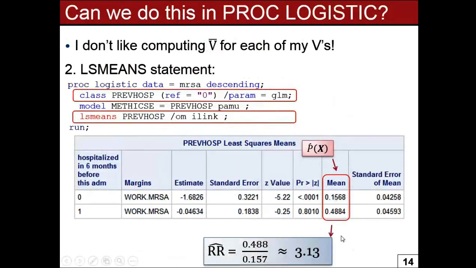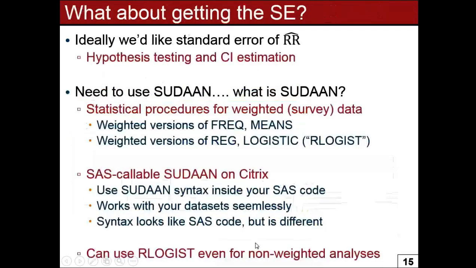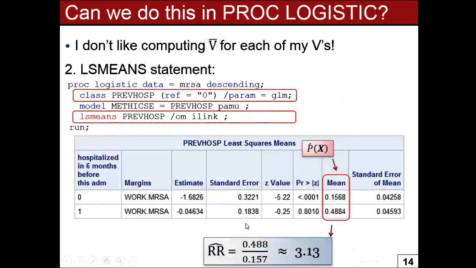And SAS will not, unless you do a lot of torture that I almost once completed to get the standard error, but I gave up because Sudan does it. You actually can't get the standard error of that ratio. Why do we want the standard error? The standard error is what we need for hypothesis testing and the confidence interval. So the best we can do in SAS is compute the risk ratio. Okay, but these are ways to quickly get it.